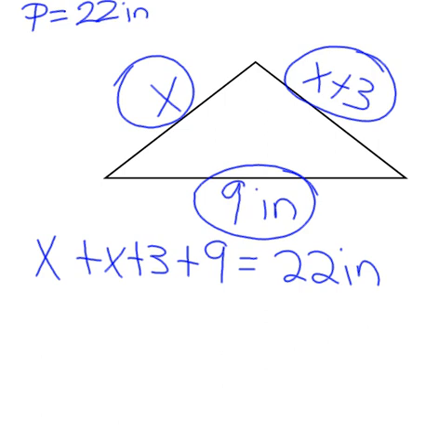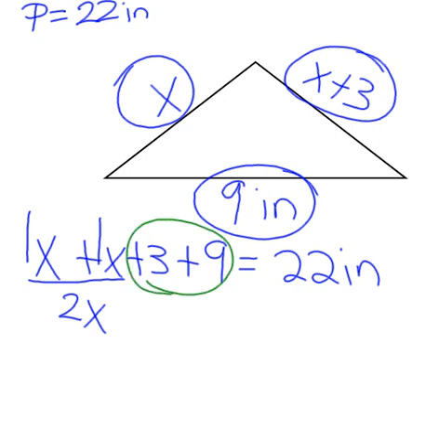Okay, we just talked about combining like terms. When I have more than 2 terms on one side of the equation, that means I have to combine my like terms before I can solve. So here I have x plus x, that's a 1x plus a 1x, which equals a 2x. And here I have some constants. I have positive 3 plus 9, which is a positive 12. And that's equal to 22 inches.